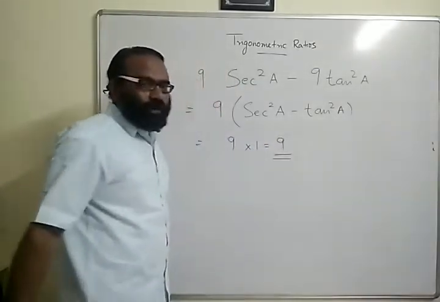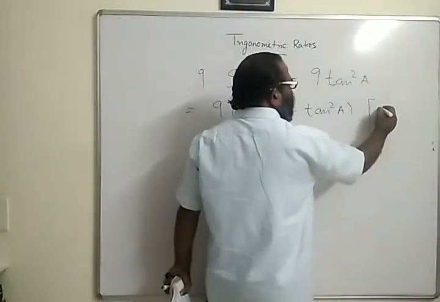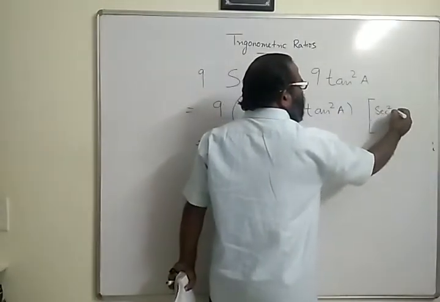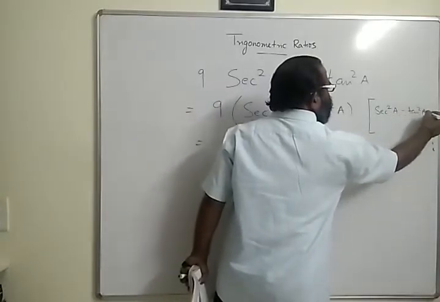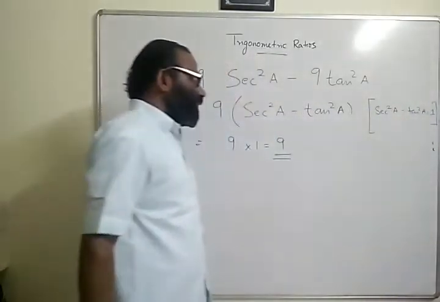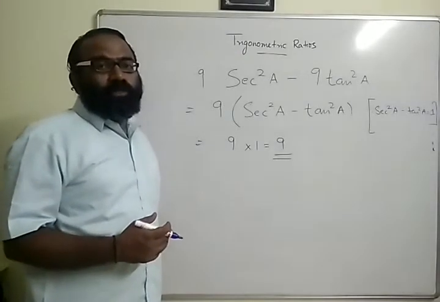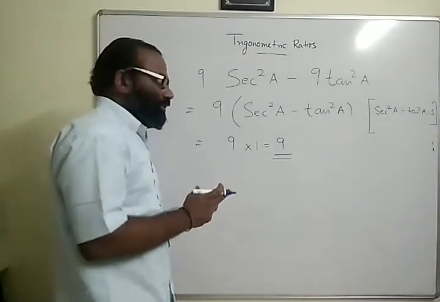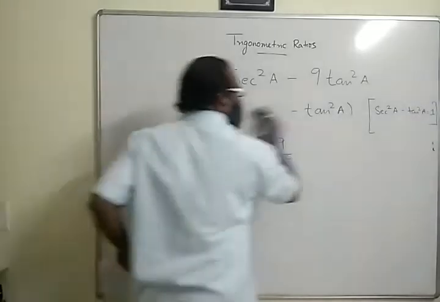When you're doing these problems, if you're using a particular identity, I suggest that by the side, please write secant squared A minus tan squared A equals 1, using this identity you are doing this, so that it's easy for the examiner to understand your thought process. So now the next question.